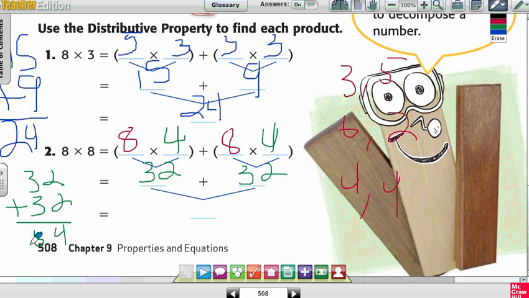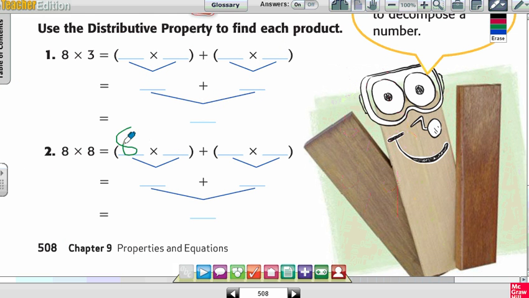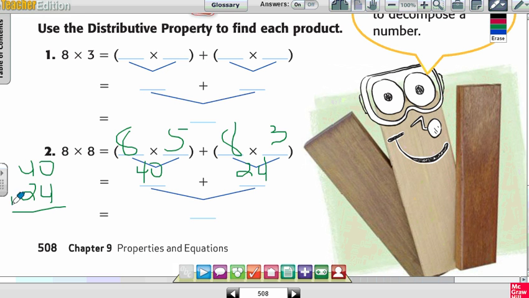Or if I did use 3 and 5, I know that 8 times 5 is 40. 8 times 3 is 24. And then add both of those. 40 plus 24. 0 plus 4 is 4. 4 plus 2 is 6. So 8 times 8 is 64. I could have done it that way.